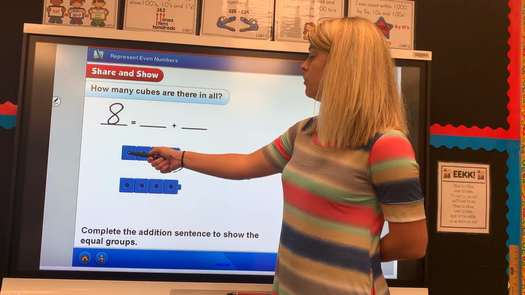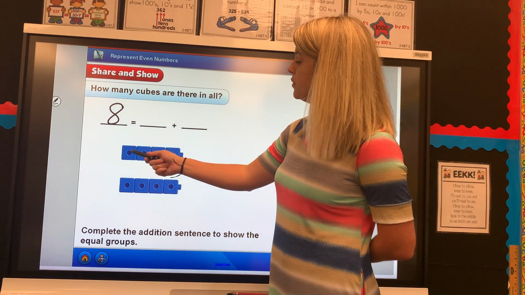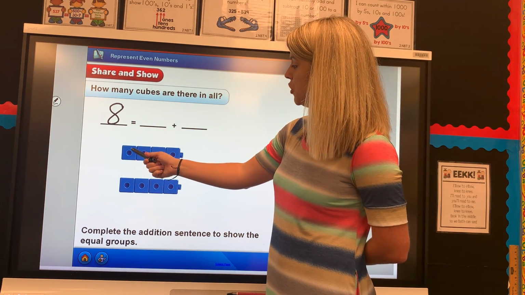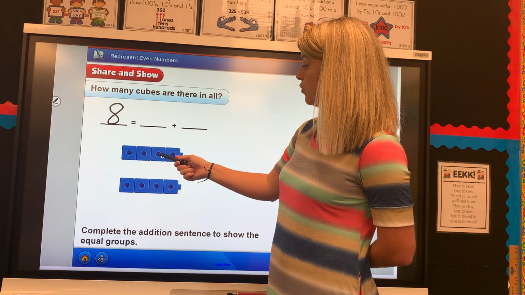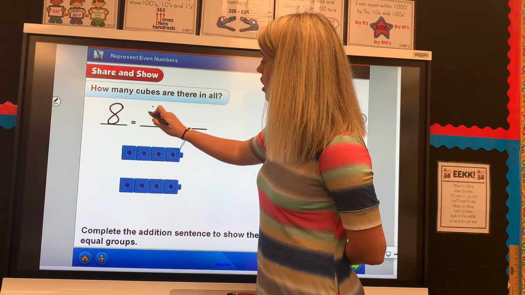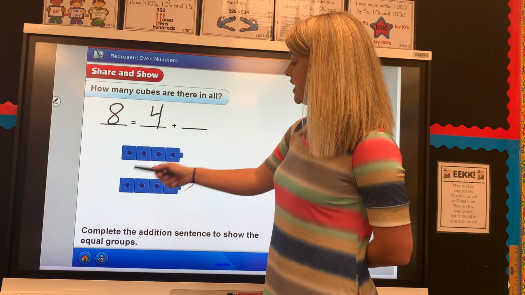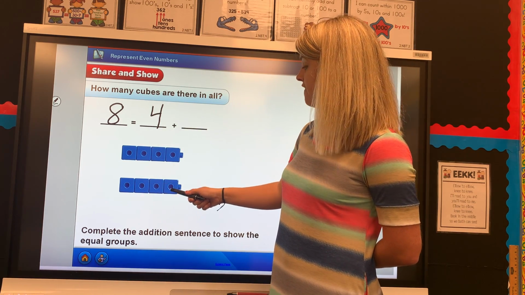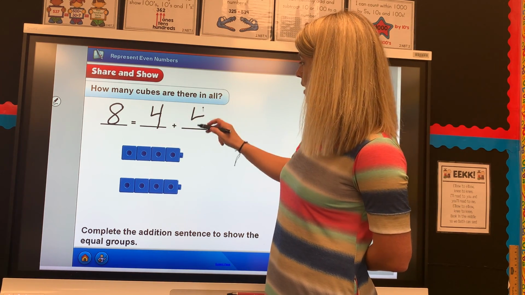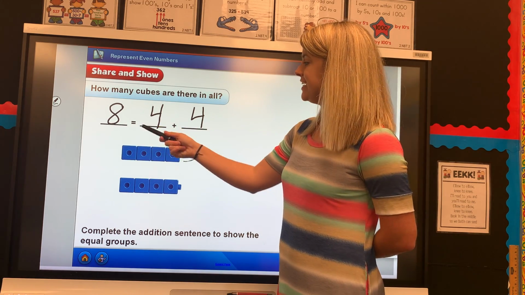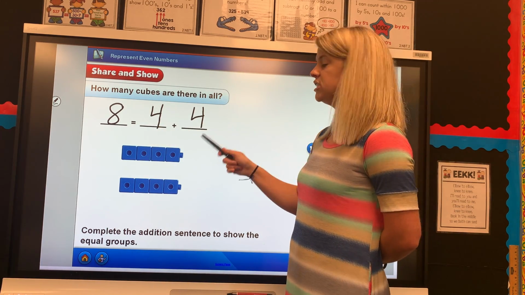And then we want to see how many is in each group. So I know that 8 is equal to 1, 2, 3, 4 in my top row plus 1, 2, 3, 4 in my bottom row. So 8 is equal to 4 plus 4.